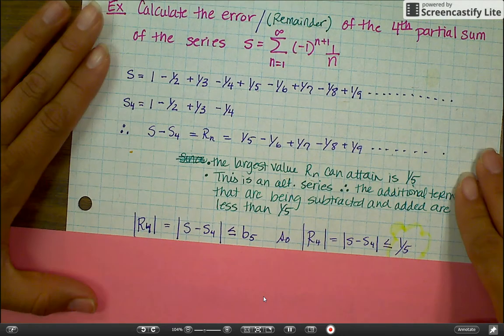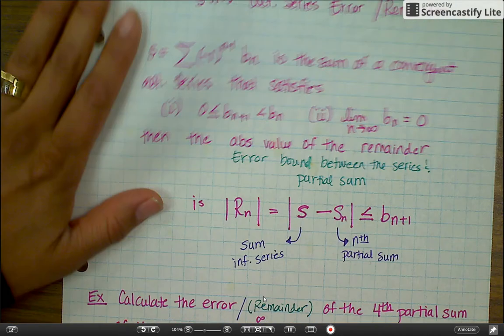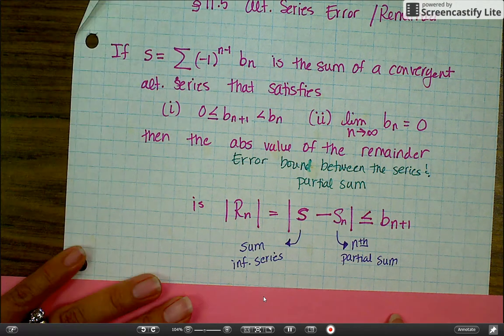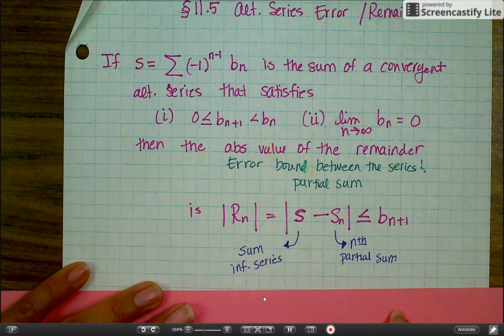And just remember that you can only use this as long as it is a convergent alternating series. The end.